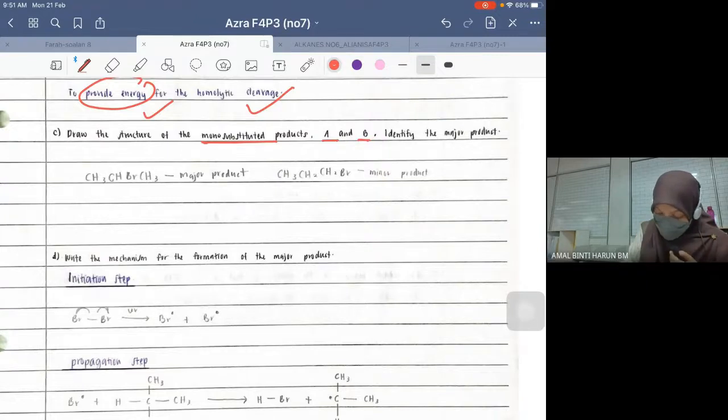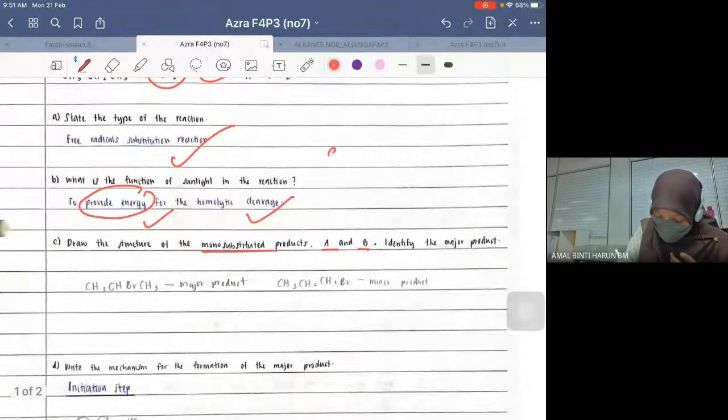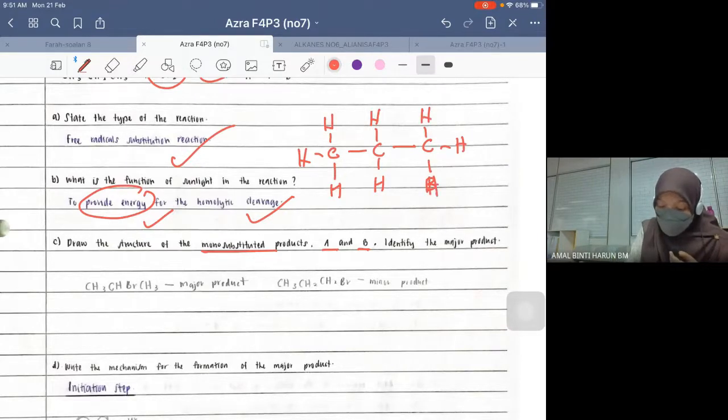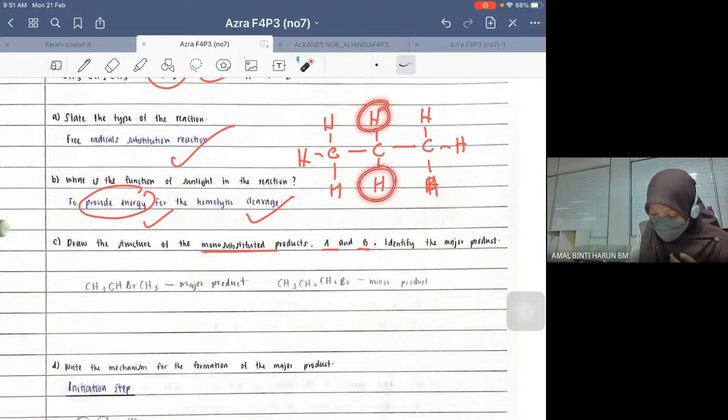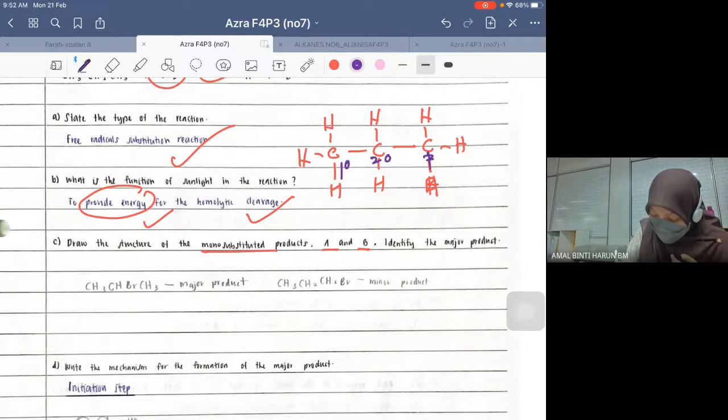Okay, if we expand the structure of the propane, okay, the bromine has three options to substitute hydrogen. Ada hydrogen number 1 atau dia boleh pilih hydrogen number 2. Kalau kat sini pun consider as hydrogen dekat carbon number 1 jugalah. So sebab ni primary carbon. So ni primary, ni secondary, ni primary carbon.